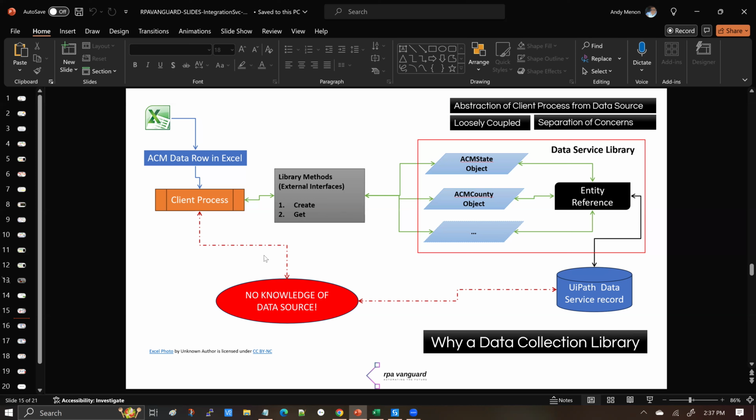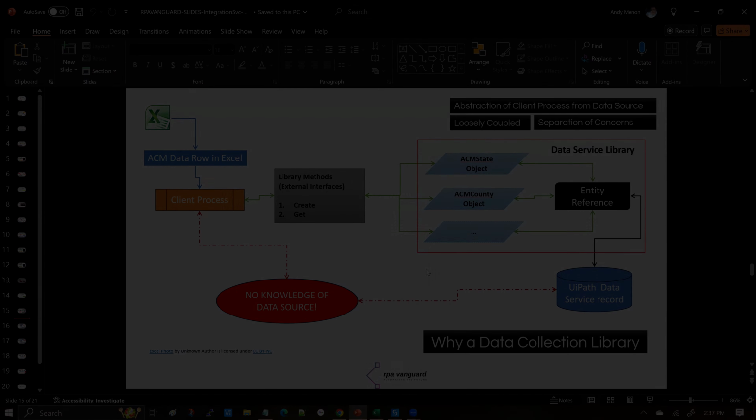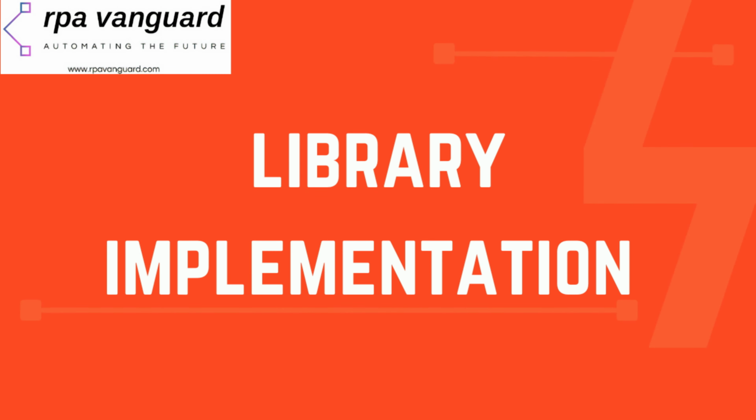And therefore, you can see that this dotted line indicates that the client has no direct knowledge of the data service record or the system of records. And this is why you would want to implement something like a data service library when you are implementing a solution in the enterprise space.